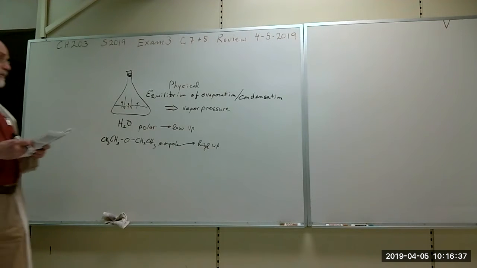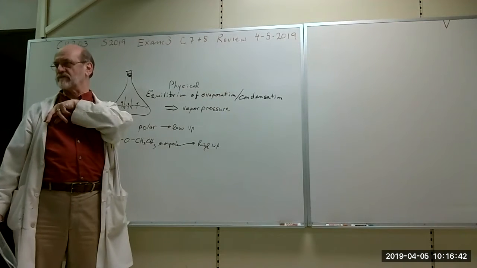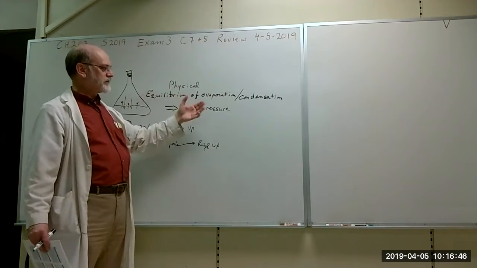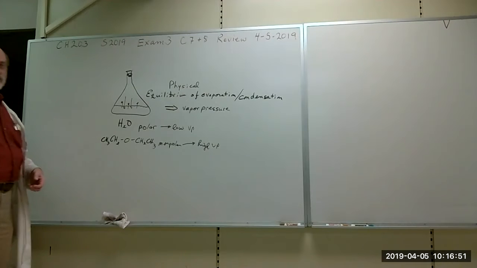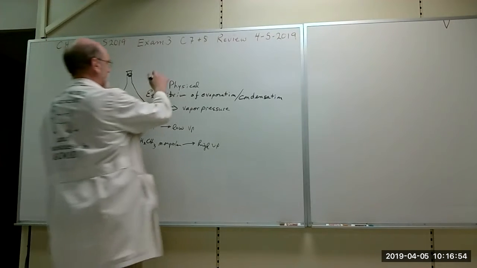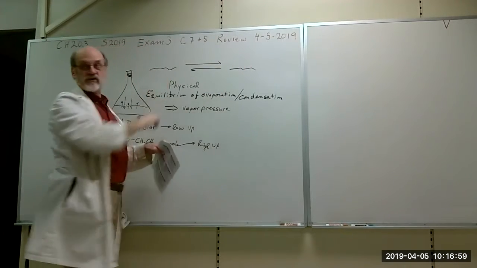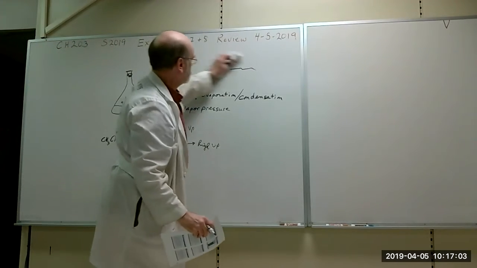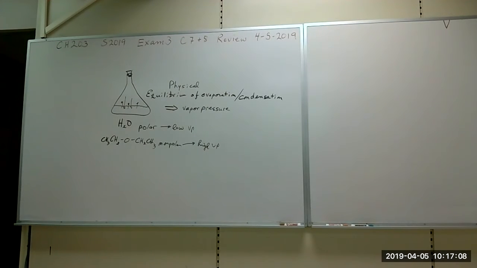But anytime you have equilibrium, it's usually balancing one process against the other. In physical, in this case, it's evaporation and condensation. For the chemical, you've got reactants to products, and they want to go both directions. Okay? So there's your equilibrium situation for chemical. We will talk about that later, hopefully. Okay.